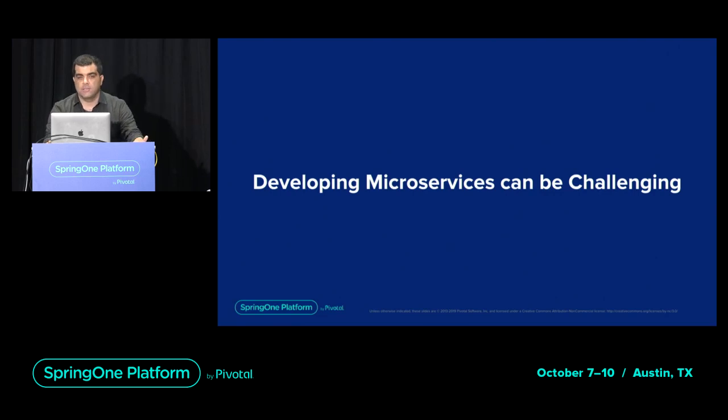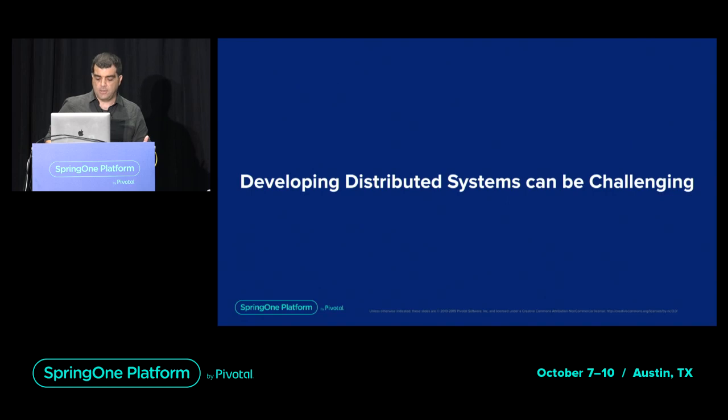And why can it be challenging? It can be challenging because developing distributed systems is challenging. That's just the nature of things. You just add more and more components to your architecture. There are more moving parts, right?